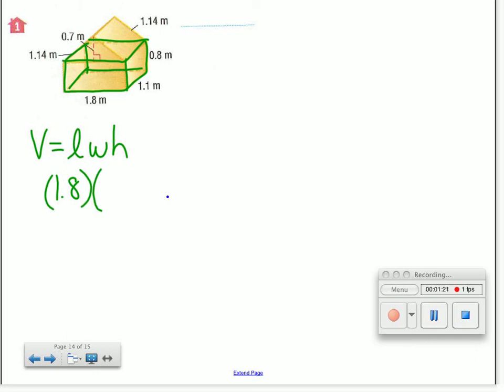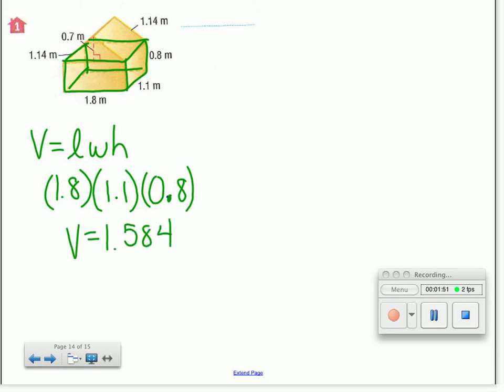Times what is the width? 1.1. Good. And then what about the height? 0.8. Awesome. Why don't you guys grab your calculators? Multiply those out. Do not round. Keep everything like it is. So we got 1.8 times 1.1 times 0.8 equals, volume equals 1.584.